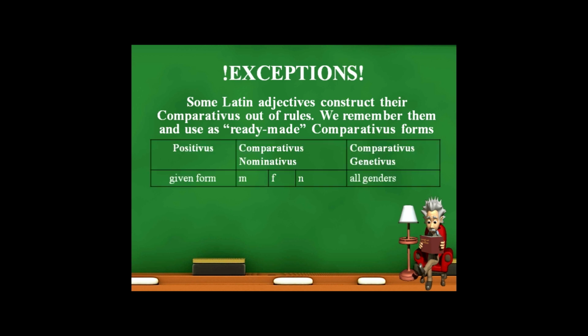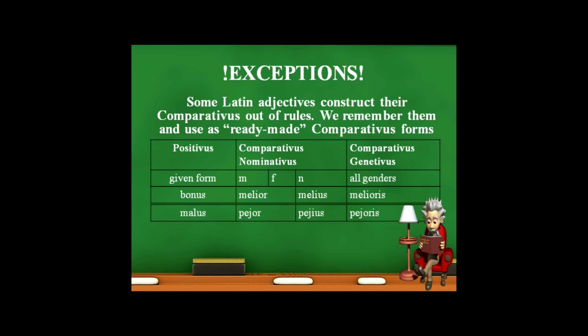Bonus, meaning good. Melior, for masculinum femininum, better. Melius, for neutrum, better. Melioris, for all genders, of better. Malus, bad. Peior, for masculinum femininum, worse. Peius, neutrum, worse. Peioris, for all genders, of worse.